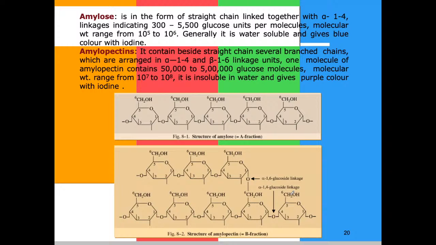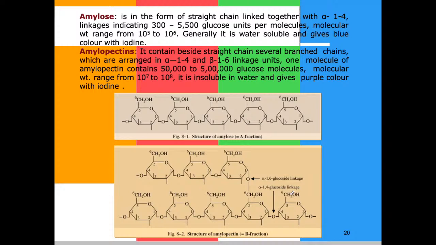Whereas amylopectin contains, besides straight chains, several branch chains arranged with alpha 1-4 and alpha 1-6 linkages. One molecule of amylopectin contains 50,000 to 500,000 glucose molecules. The weight ranges from 10^7 to 10^8, and it is not soluble in water and gives a purple color with iodine.